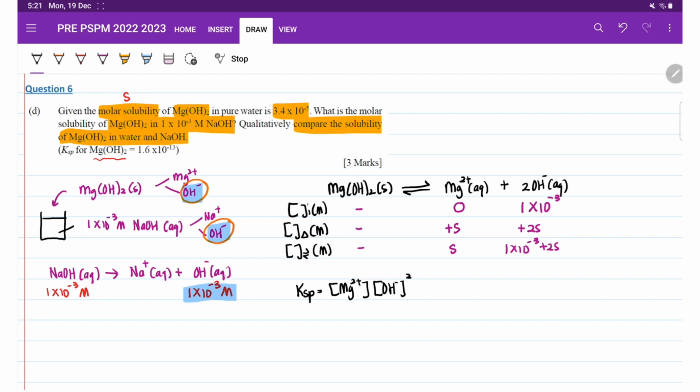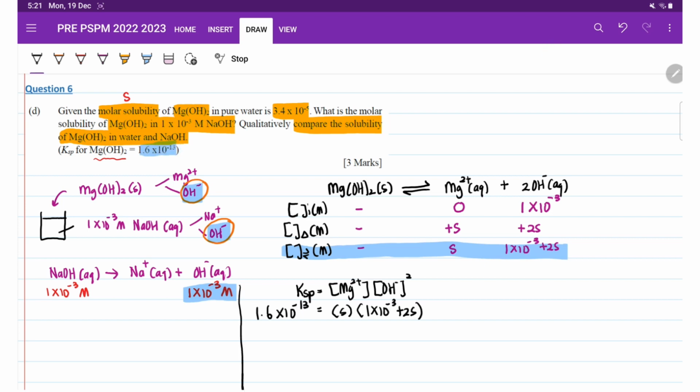So once you have the KSP expression, okay, kita akan substitutekan nilai. Nilai apa yang kita akan substitute? This value at equilibrium. Okay, dan kita akan masukkan nilai KSP of MgOH2 which is 1.6 times 10 to the power of negative 13. So these are the values that we have substituted. So dekat sini apa yang kita akan buat? We're going to make an assumption. Dan that particular assumption is for this one.